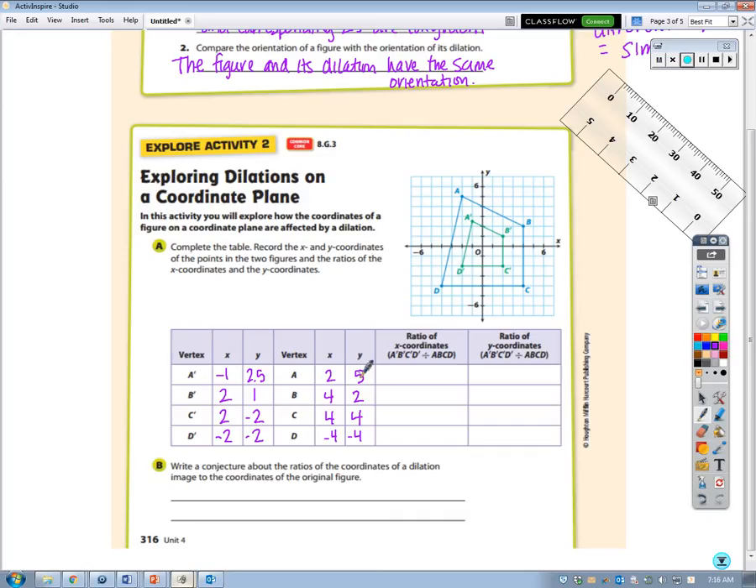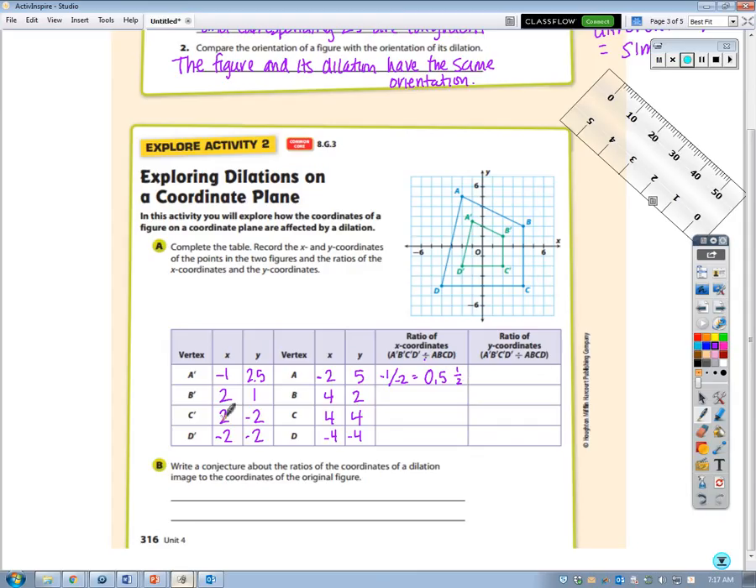So if we look at the ratio of our x-coordinates, we've got -1 and -2. -1 divided by -2. This is a division symbol here. Can you guys see that? We get a ratio of 0.5 or 1/2, right? So for these shapes to be proportional, these ratios should be the same. So that's what we're going through and we're checking here.